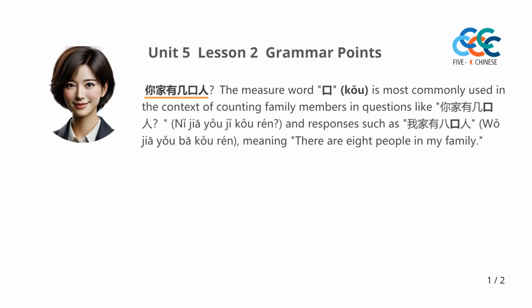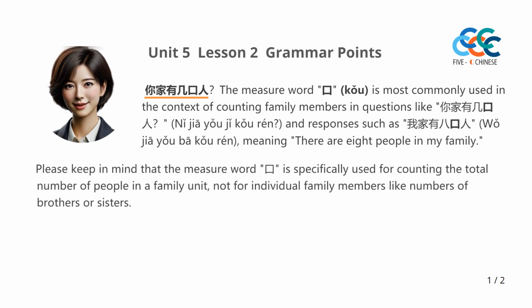Grammar points. 你家有几口人? The measure word, 口, is most commonly used in the context of counting family members in questions like, 你家有几口人, and responses such as, 我家有八口人, meaning, there are 8 people in my family. Please keep in mind that the measure word, 口, is specifically used for counting the total number of people in a family unit, not for individual family members like numbers of brothers or sisters.